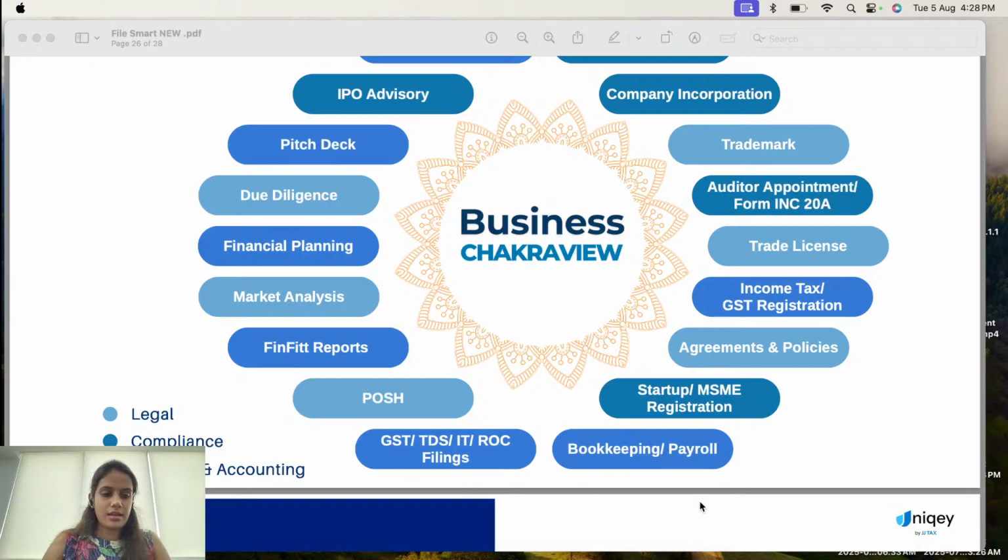Next question I have, can I file my return without Form 16 from my employer? No, it is not advisable to file your income tax return without Form 16. But in the worst case scenario, if your employer is not providing it, we can take your details from your salary slip or from AIS, TIS. With the help of that, we can file your ITRs.